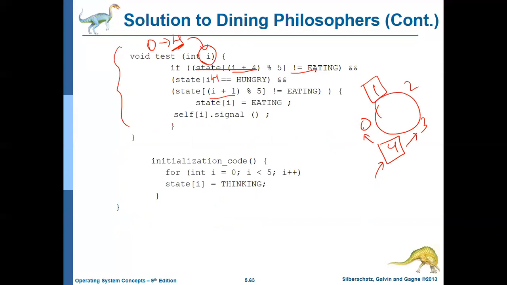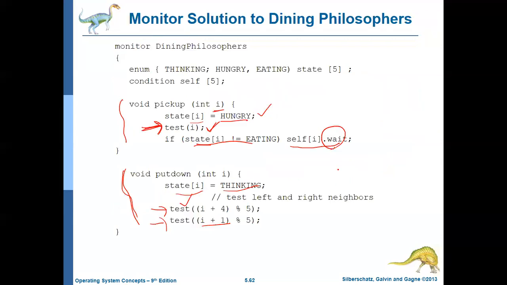So if I'm putting this chopstick down, this particular chopstick is free. So I'm just checking whether 4 plus 4 mod 5 is not eating, and the 4th person is hungry, and 4 plus 1 mod 5 person is not eating. So that means we are looking at 3 as well as 0 once again. Now, if these two are free, this particular philosopher can also start eating. So that is why we put a test function here. When the ith person puts the chopstick down, the person on his right is given a signal that you can start eating. Similarly, the person on his left is given a signal that you can start eating.